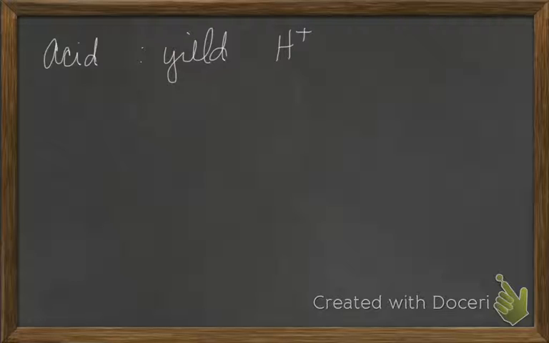Okay, let's introduce the concept of what an acid is, what a base is, and acid-base reactions. An acid is a substance that yields hydrogen ions in water. Another way of saying hydrogen ion, sometimes you'll hear that it yields a proton in water, because that's what a hydrogen ion is, a proton. Okay?